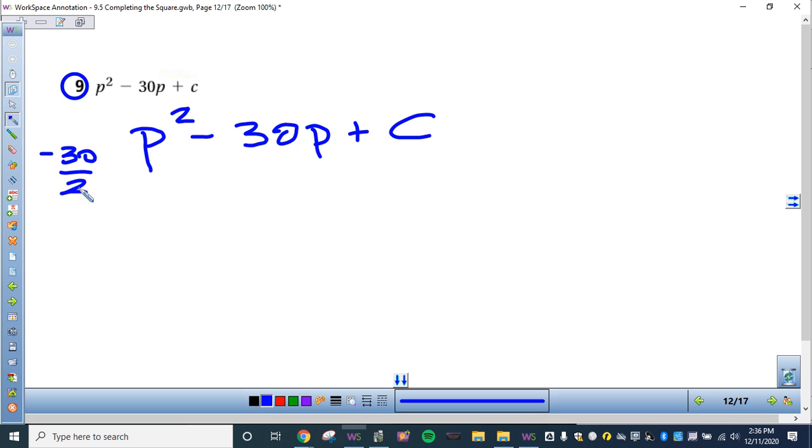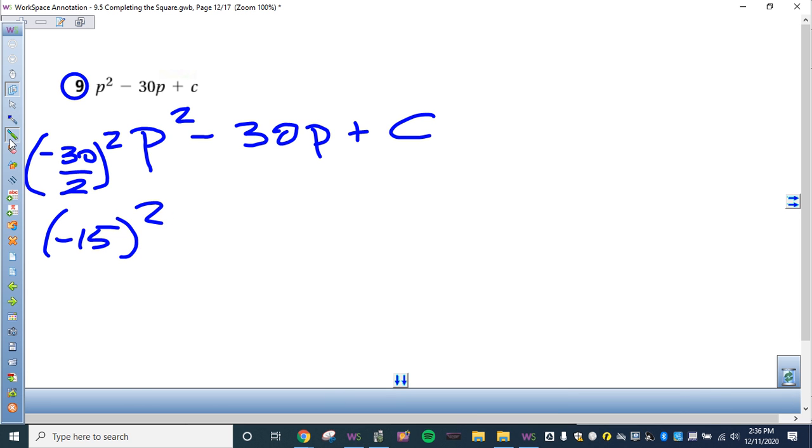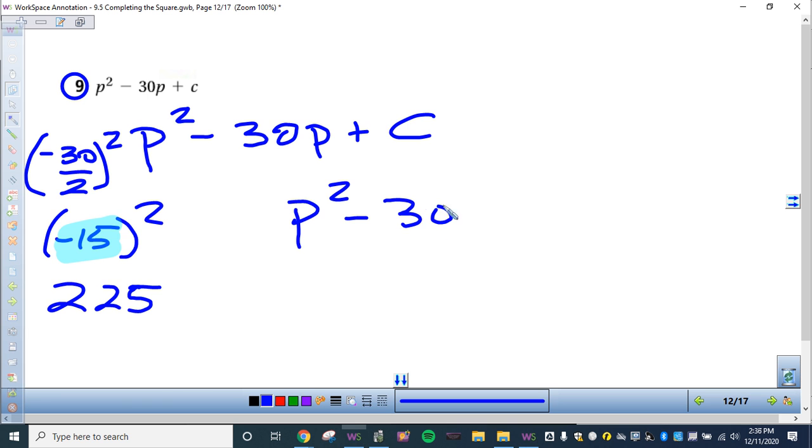So negative 30 divided by 2 squared is negative 15 squared. Remember, this negative 15 is what's going to repeat. So you get negative 15 squared is 225. So I got p squared minus 30p plus 225.